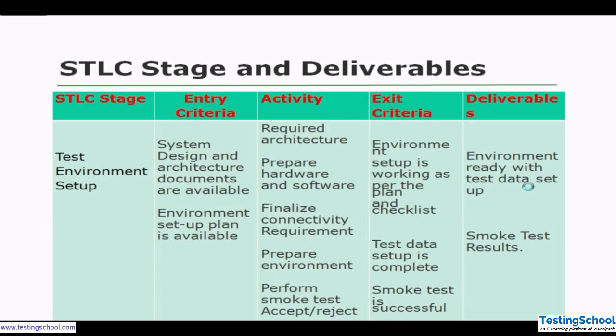Then we have the environment setup. What is the entry criteria here? The entry criteria is the system design and architecture document. So we get all the documents and we have the setup plan for all the environments, like the automation environment or any particular tool we want. So all these things we set up in this particular stage.